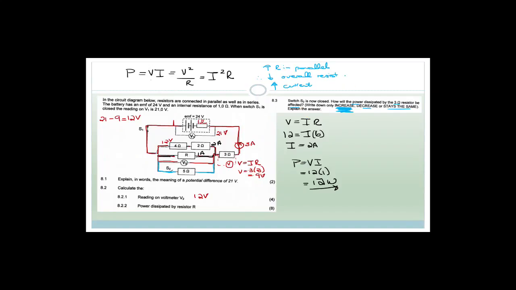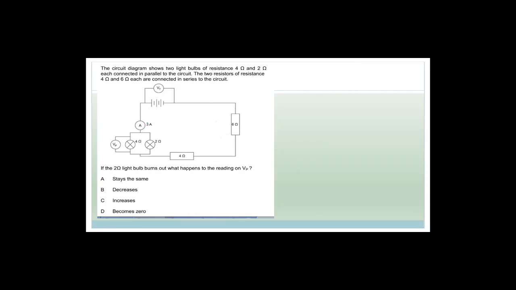And how? What is my explanation? This is my explanation. By adding the 5-ohm resistor, I've decreased the overall resistance of the circuit, therefore increasing the current, and therefore that will increase the power that is dissipated by that resistor. Right, that was quite a nice question. Right, let's look at this one.